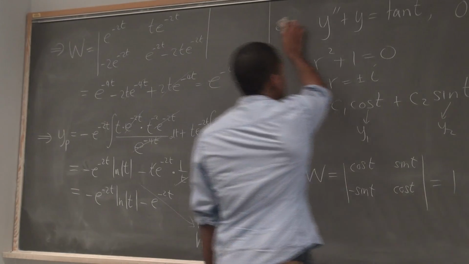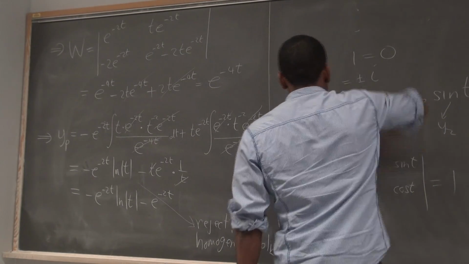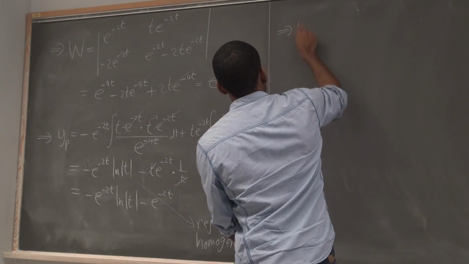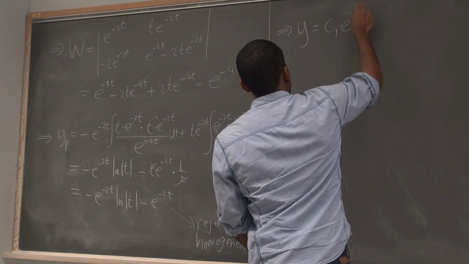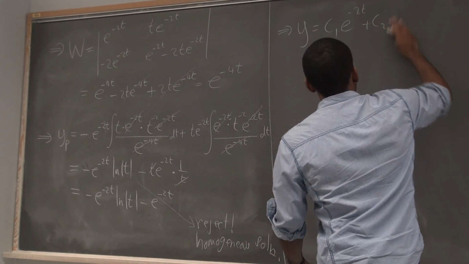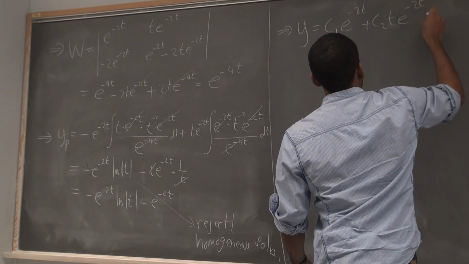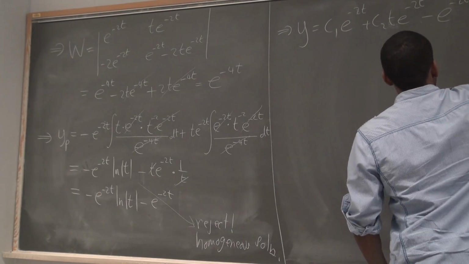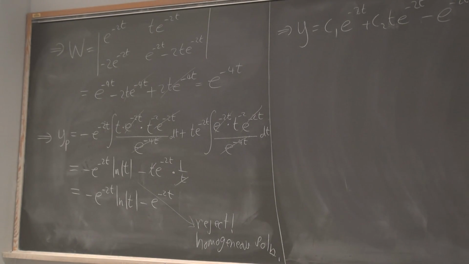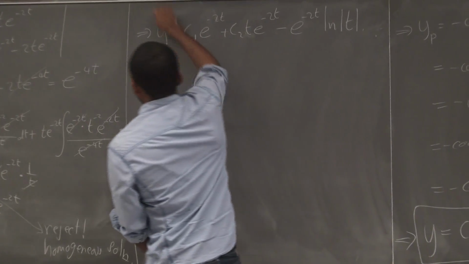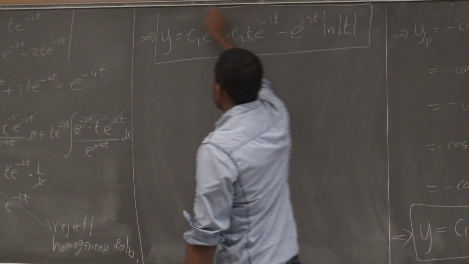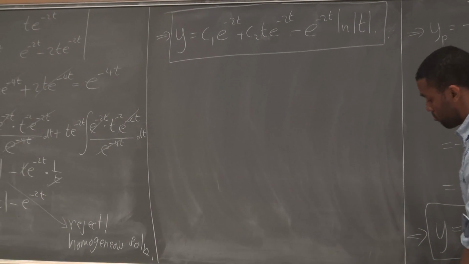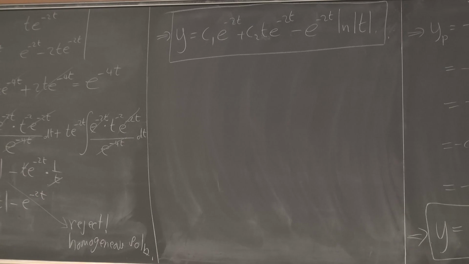And so now we can have the general solution: C1 e^(-2t) + C2 t e^(-2t) - e^(-2t) ln|t|, t greater than 0. Technically, I don't need the absolute values here, but I'd rather err on the side of caution. It's still technically correct, but if you didn't have the absolute values here, it's still fine. But that's it. Let's do it again.